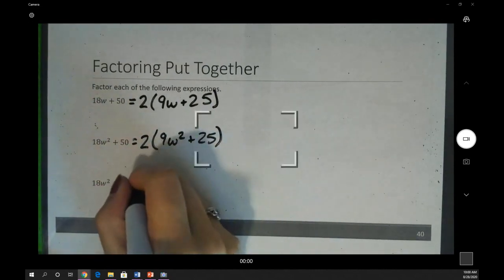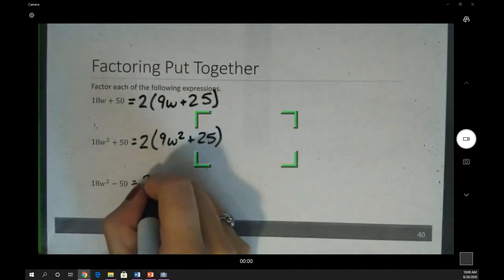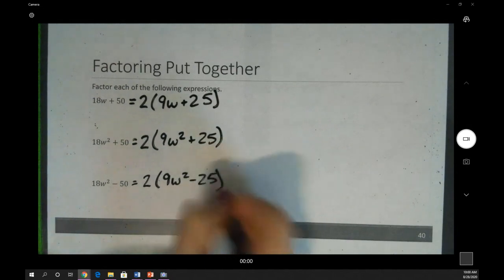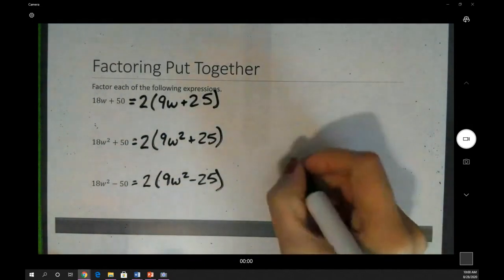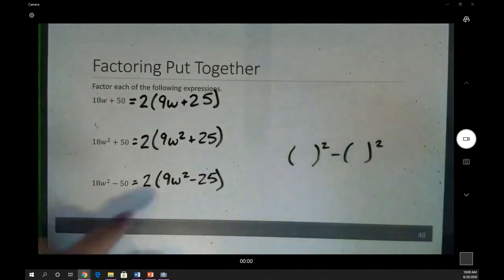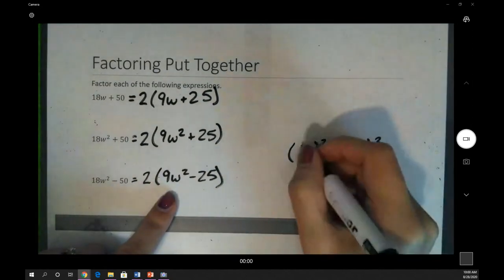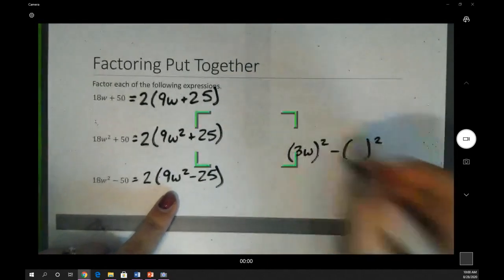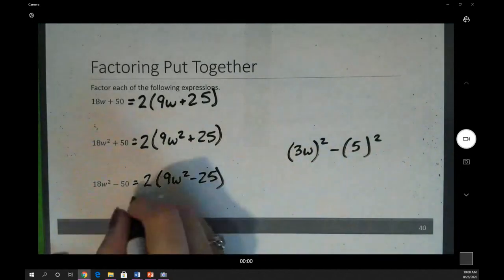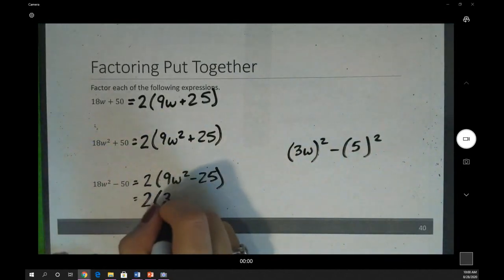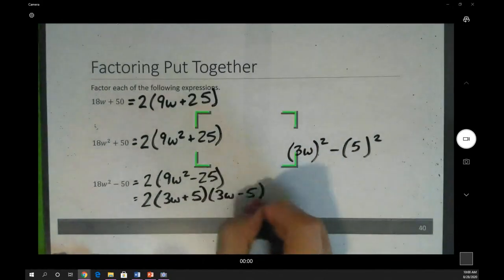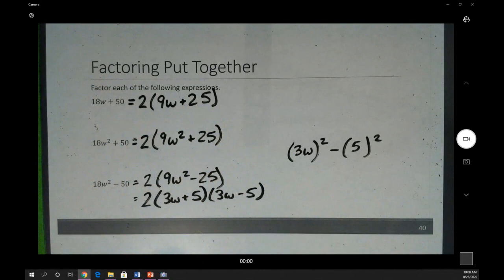This last one, we have 18w squared minus 50. So that'll be 2 times 9w squared minus 25. That is a difference of squares this time. So we want to write it as something squared minus something squared. I can write the 9w squared as 3w quantity squared, and 25 is 5 squared. So I need my 2 out front. We get 3w plus 5, 3w minus 5. So that puts everything together.